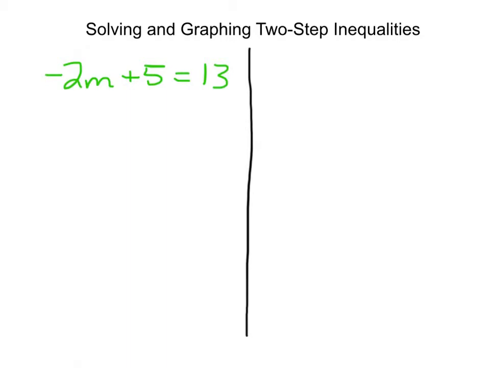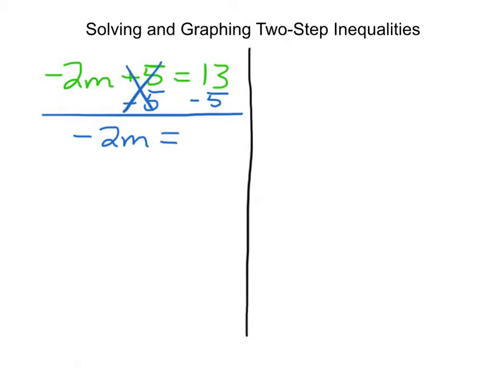First off, we're going to eliminate positive 5 because we don't like to have constants on the same side as our variable. So we're going to eliminate positive 5 by adding negative 5 to both sides of the equation. When we do this, we are going to eliminate the 5 by using the additive inverse. We get negative 2m is equal to, and then 13 and negative 5, if we combine those, or add negative 5 and 13, then we end up with a positive 8.